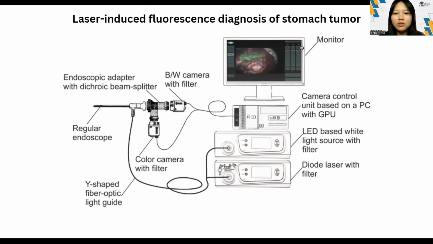The method could also help surgeons to conduct biopsies, laparoscopy, and intraoperative assessments of tumor extent and detect cancerous foci.